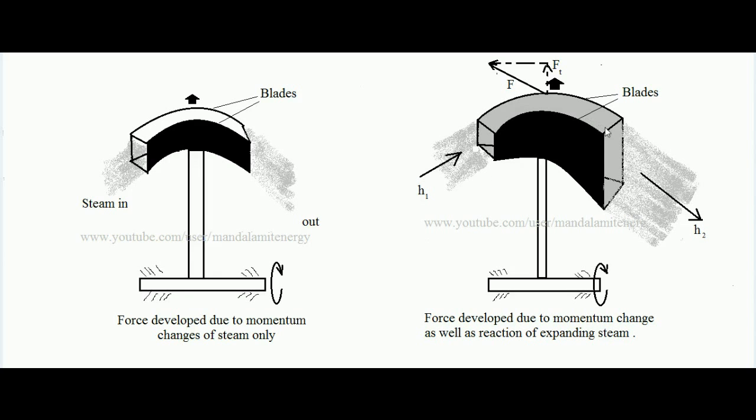So what will happen? When steam expands inside with higher velocity, it will come out with higher velocity and give a greater reaction. So one component of reaction will push the blade in the tangential direction, and it will add some force on the force developed due to only momentum change. So on impulse reaction blades, the force is developed due to two reasons: one due to reaction of expanding steam and one due to momentum change of steam. This is the reason it is called impulse reaction turbine.